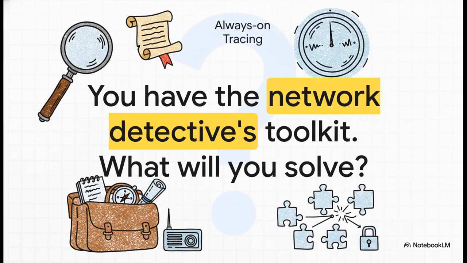So there you have it. You now have the full detective's toolkit for the Catalyst 9800. From the historical logs of always-on tracing, to the live GPS of radioactive tracing, and all the way to the forensic evidence of EPC. Now go solve those tough cases.